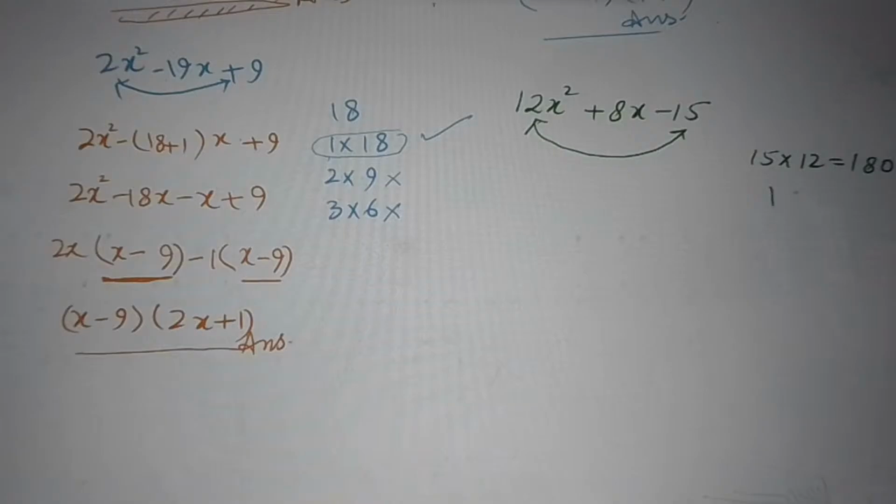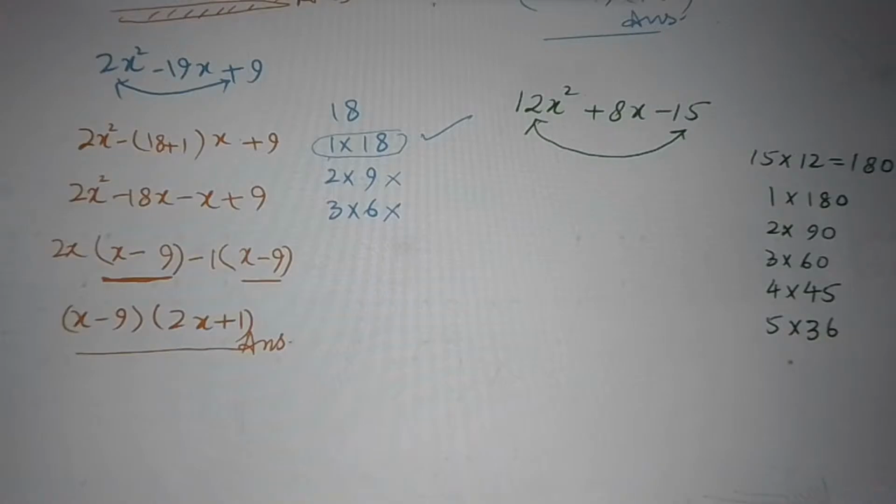Factors of 180 are easy to write. 1 multiplied by 180, 2 multiplied by 90, 3 multiplied by 60, 4 multiplied by 45, 5 multiplied by 36. So then we can have 8 multiplied by, does it divide that? No, it doesn't divide. 8 multiplied by 20 is 160. 8 multiplied by 22 will be 176. So no, 8 doesn't divide it.